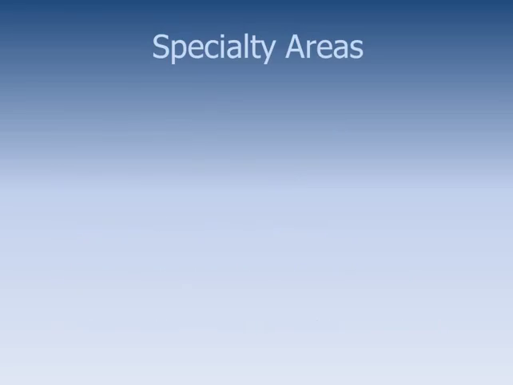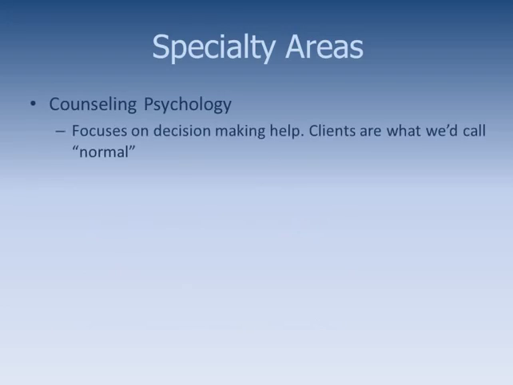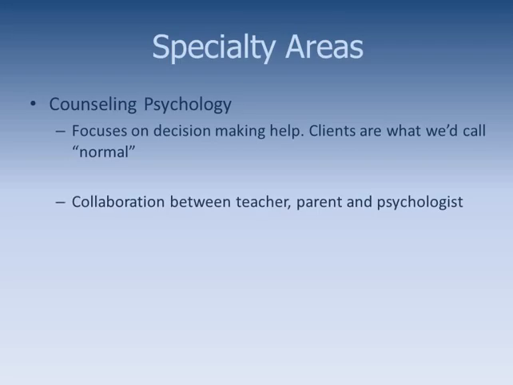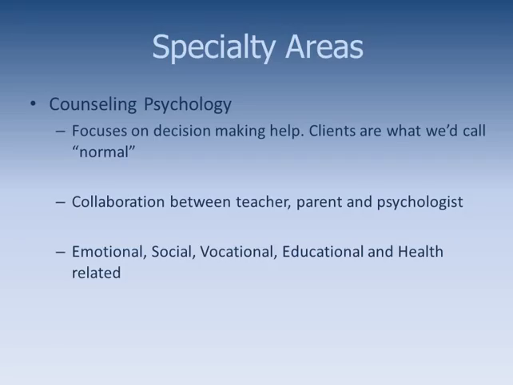The next is counseling psychology. This is a therapeutic approach to difficult decision making, such as whether or not to attend college, making vocational decisions. Some specialties are school psychologists where collaboration between teacher, parent, and psychologist can assist children in school. Particular attention is paid to the emotional, social, vocational, educational, health-related, developmental, and organizational well-being for individuals.